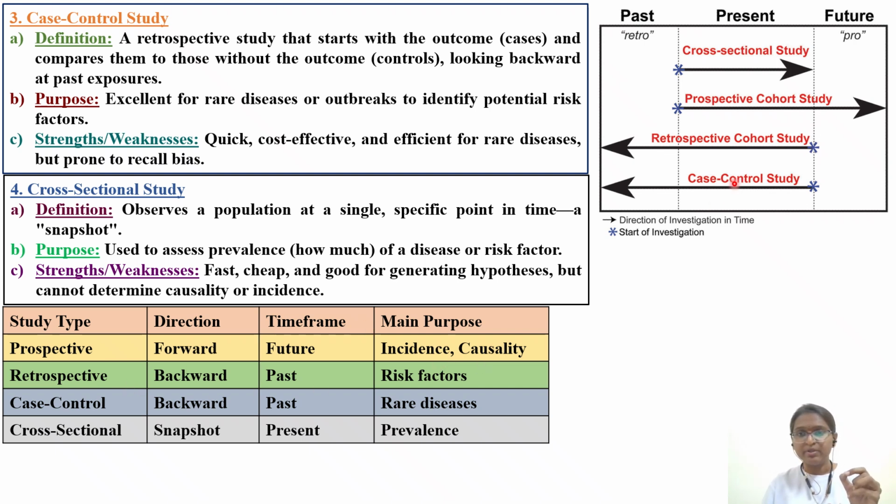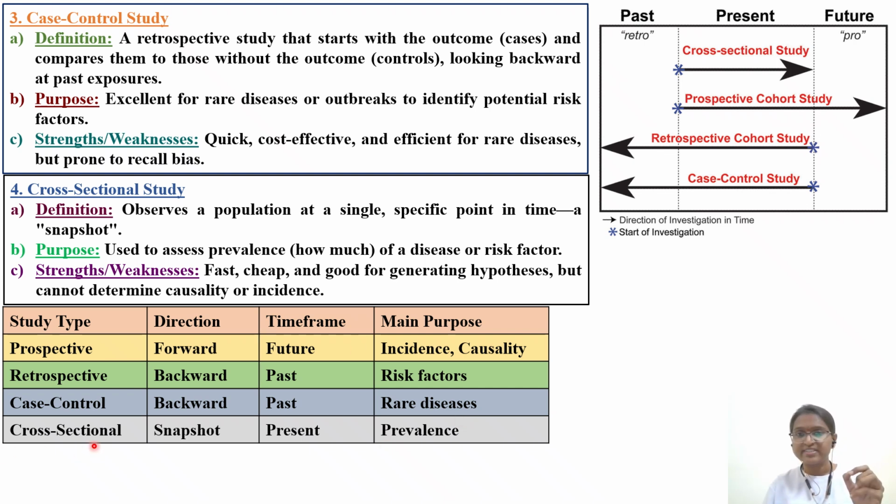Coming to retrospective, the direction is towards backward, time frame is in the past, and mainly we are finding risk factors. Case control study, similar to retrospective study, is also backward, time frame is in the past, and it is mainly useful for rare diseases or epidemiological incidents or outbreaks.